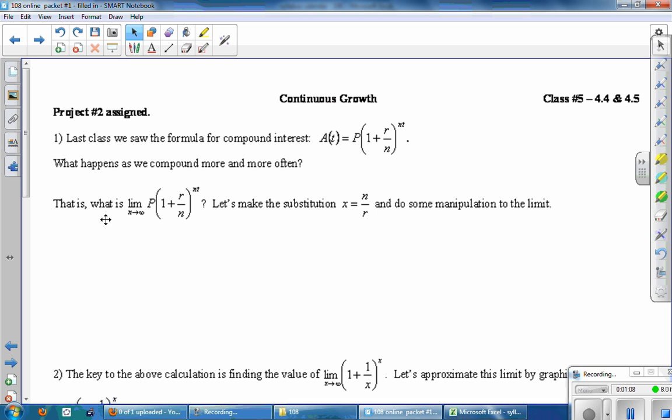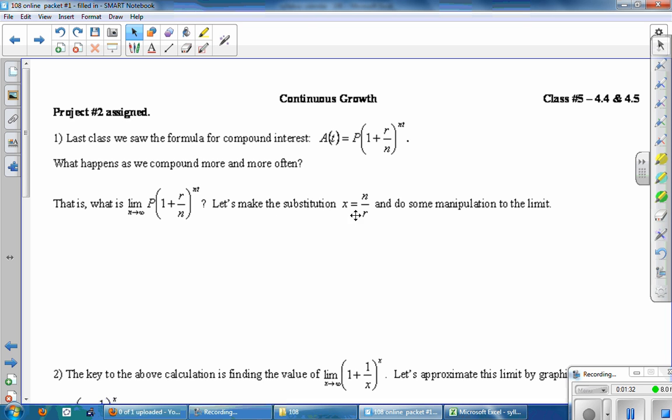So in other words, what happens to this formula, this one right here, when n approaches infinity? N, remember, was the number of times you compound interest every year. As n gets bigger and bigger, what happens to that formula? It's going to become another formula, and that's one of the goals for today's class, to find the formula that this turns into when n approaches infinity. So let's do that here.